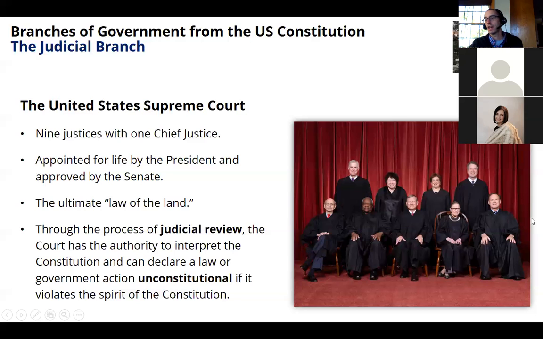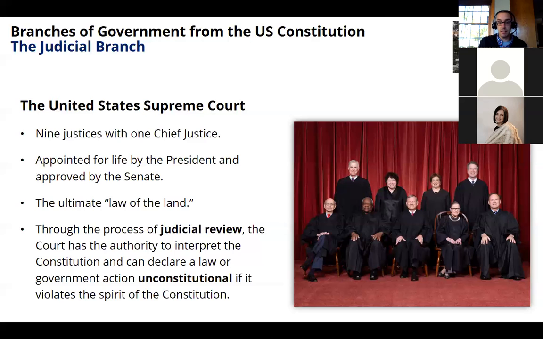So it says, through the process of judicial review of the laws, the court has the authority to interpret the Constitution and can declare a law or government action unconstitutional if it violates the spirit of the Constitution. Now, the Constitution can be pretty difficult to determine sometimes, and so they differ, right? They vote. There's 9, so there's an odd number so that there's not a tie.